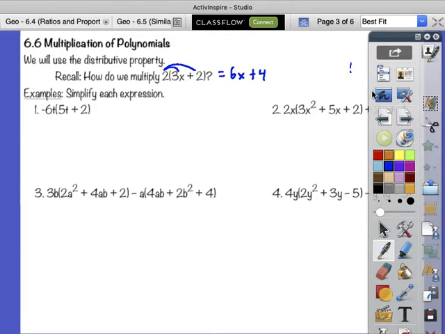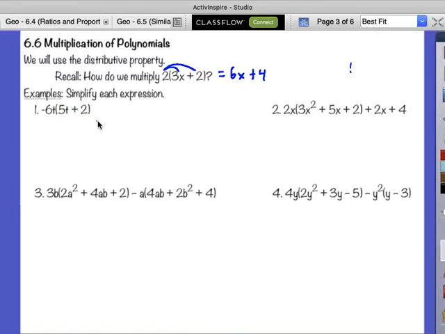Okay, so I want you guys to try simplifying these expressions. Negative 6t times 5t plus 2. We're going to use the distributive property on this.